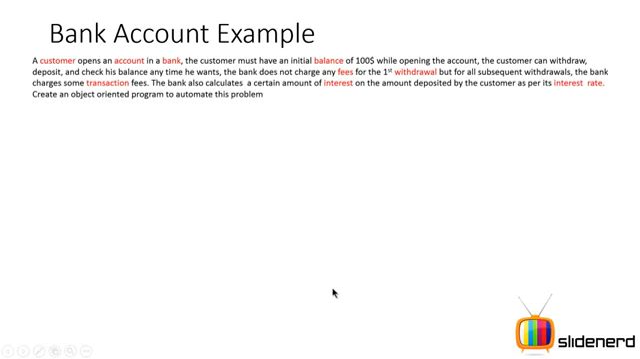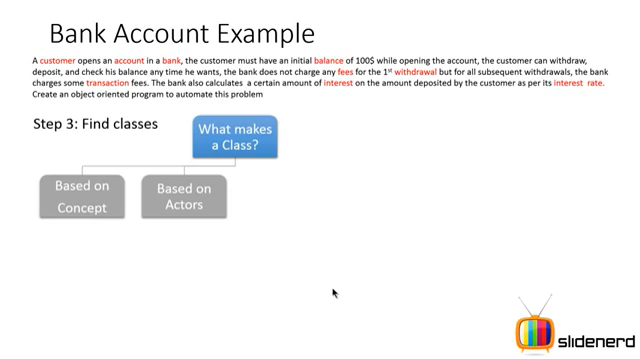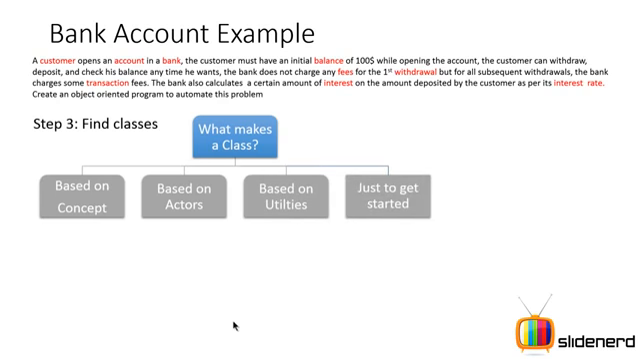Now the next step after finding the nouns is to find the classes. So let's take a look how that works. So ask yourself this question: what makes a class? There are 4 categories: based on concept, based on actors or the people involved, based on utilities, and ultimately just to get started. Now the first one is of course the hardest one to figure out, and the rest of them are pretty easy. So here if you take a look, we have a class account just by looking at this, because everything is circulating around 3 things.